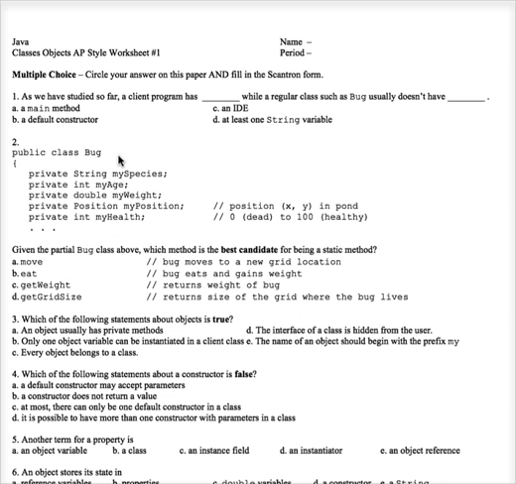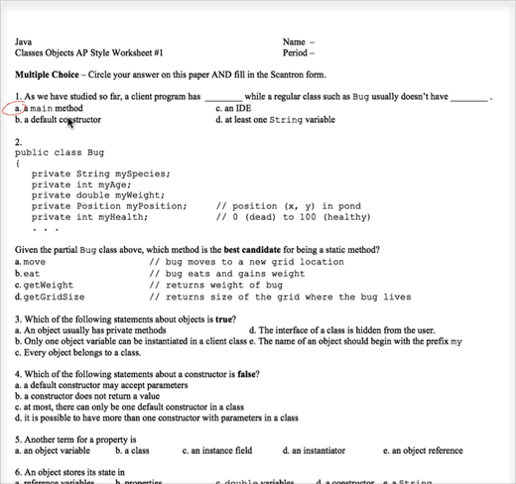Let's begin. Number 1, the answer is definitely A because, as we've studied it at least, main methods are always found in client programs, also known as test classes. While a regular class such as Bug or Turtle could have a main method, generally they do not. They only have things like constructors, accessors, modifiers, interesting methods. So the best answer for number 1 is main.